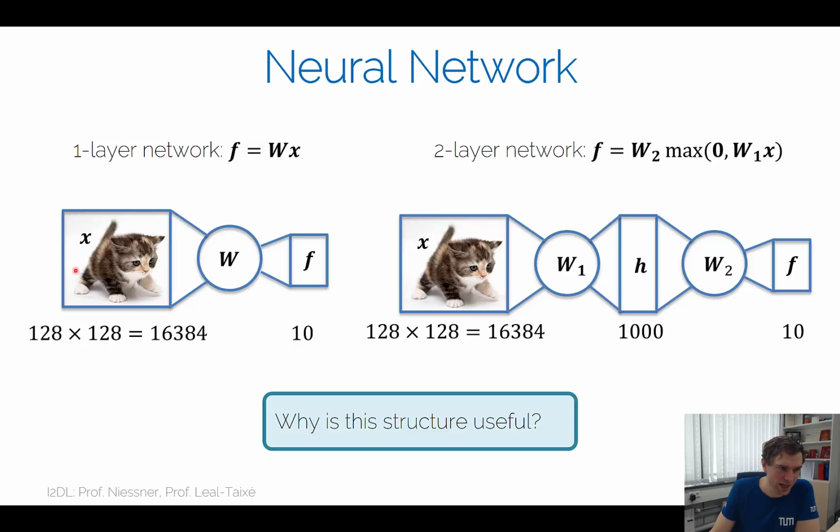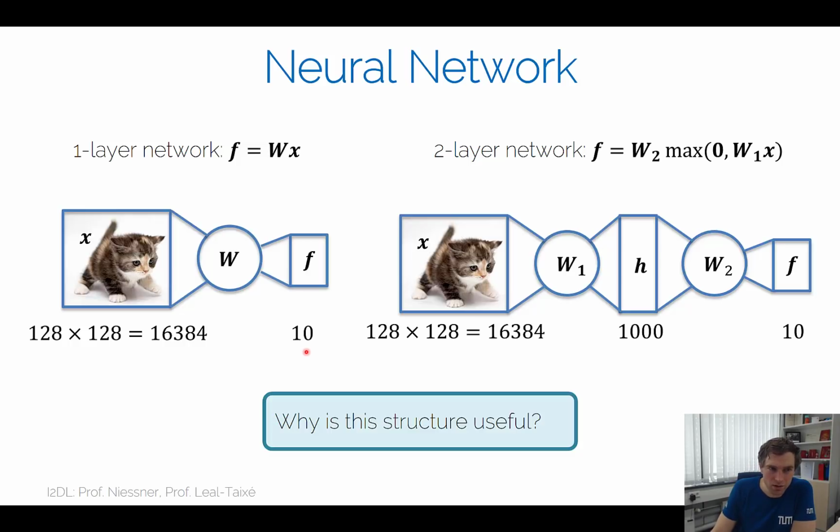As input, we have x, our image, which is 128 times 128. In this case, it's just a small resolution image, giving us a 16,000 dimensional input vector. That is multiplied with W, and we have f, our score function, which is in this case 10 dimensional because we trained it on CIFAR-10, which has 10 different classes. This 10 is the number of labels, or number of different class labels that we have.